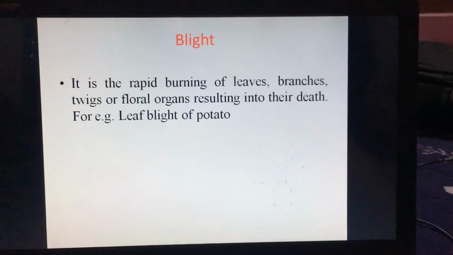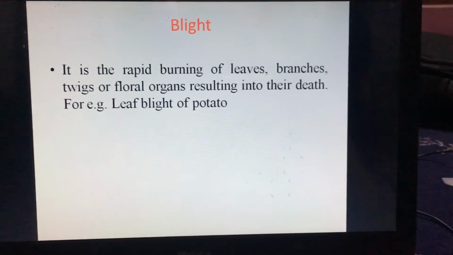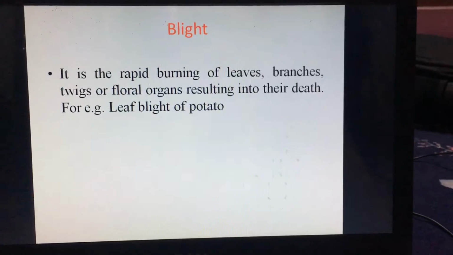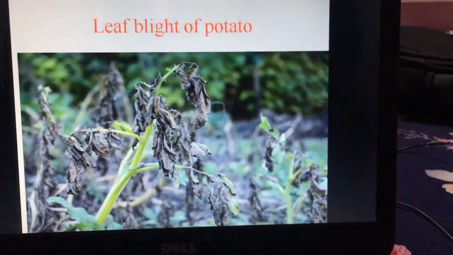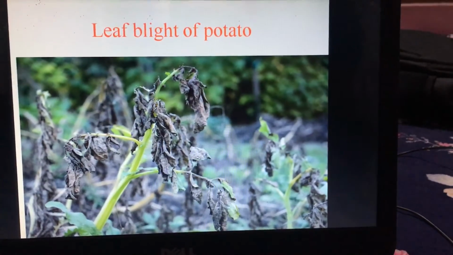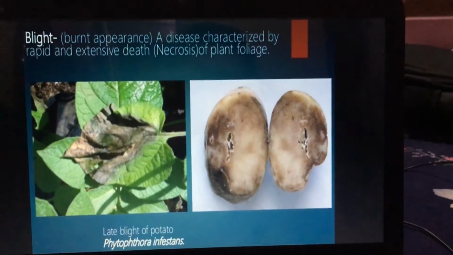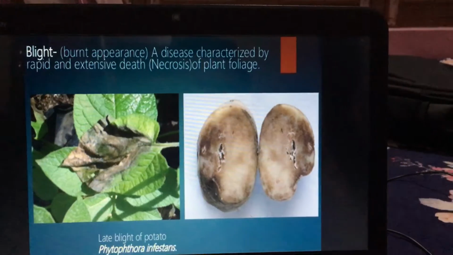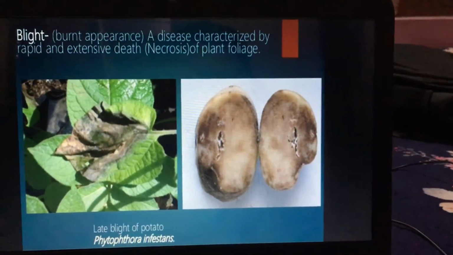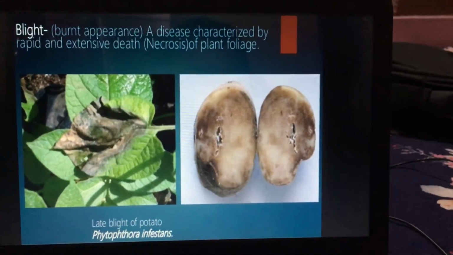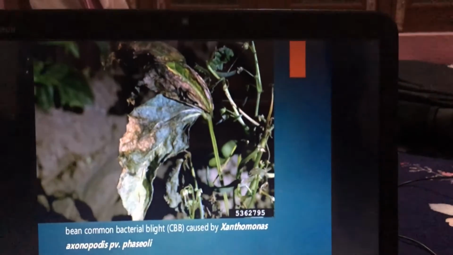And now here is blight. It is rapid burning of leaves, branches, twigs, or floral organs, resulting in death. For example, late blight of potato. And these are the symptoms of the late blight of potato. Blight is a burnt appearance, and it is a disease characterized by the rapid and extensive death, called necrosis, of plant foliage.